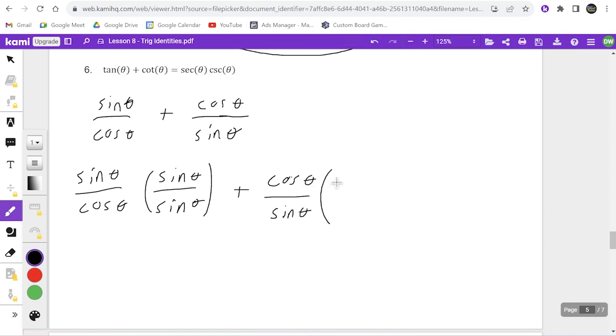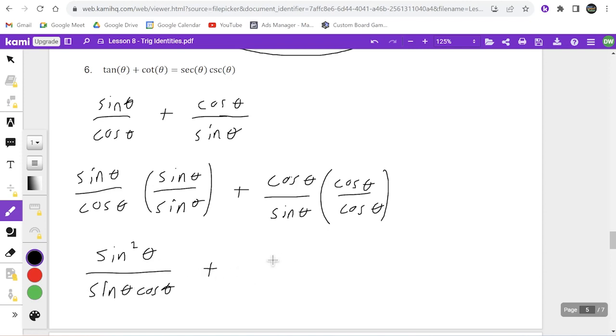I need to multiply it by cosine theta over cosine theta. Okay? And then the numerator here is going to be sine squared theta. In the denominator, I have sine theta times cosine theta, and then plus cosine theta times cosine theta, that's cosine squared theta. And yes, you need to recognize that with the squared. Divided by sine theta over cosine theta.